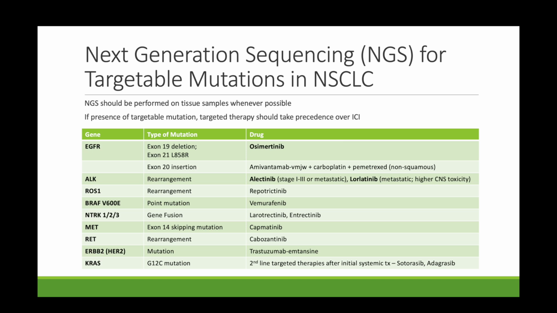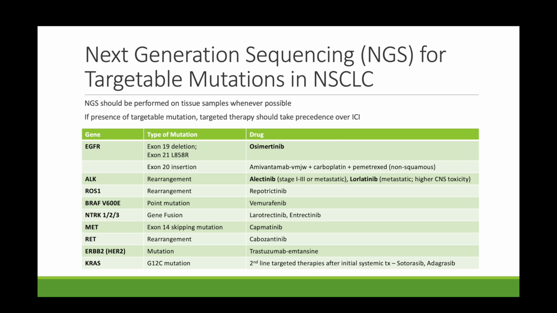The other mutation that we talked about is ALK. Patients with ALK rearrangements can be treated with alectinib, and that's easy to remember, ALK and alectinib. We can utilize alectinib for both early stage or metastatic patients. There's a newer drug, lorlatinib, which has been studied for metastatic patients, but unfortunately it has a slightly higher risk of CNS toxicity.